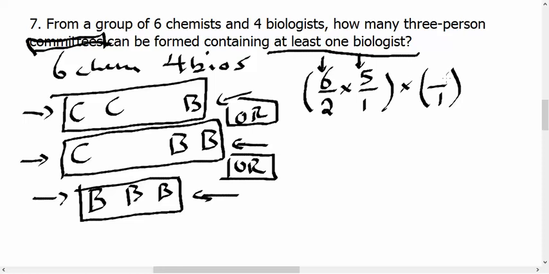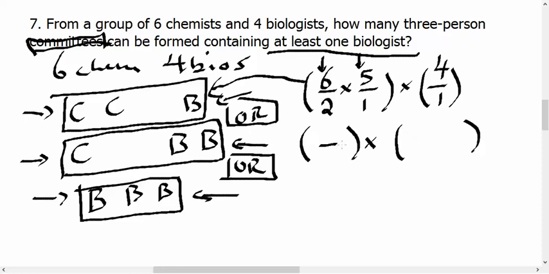We had 4 biologists to choose from, so I can choose any of those 4 biologists. Okay, let's take a look at the second. So remember, that's this first option right here. Let's take a look at the second option. Here we're choosing 1 chemist and 2 biologists. That's 1 biologist and another biologist.